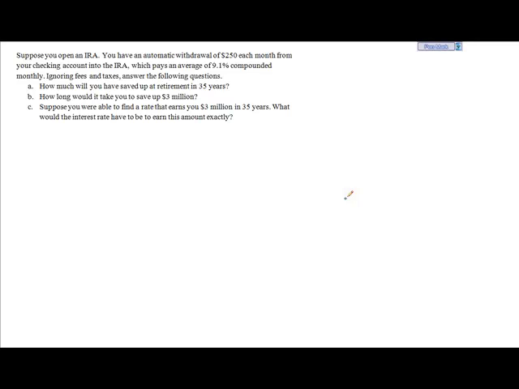We're opening up an individual retirement account. We have automatic withdrawals coming from our checking account of $250 a month, paying an average of 9.1% compounded monthly. Ignoring fees and taxes, answer the following questions.